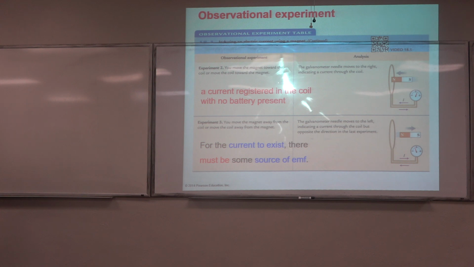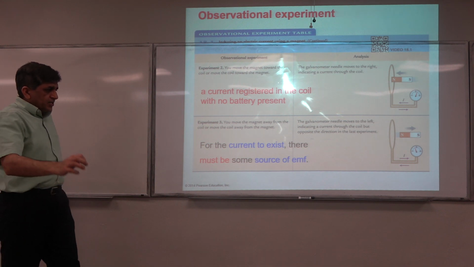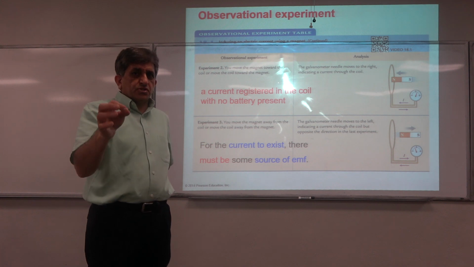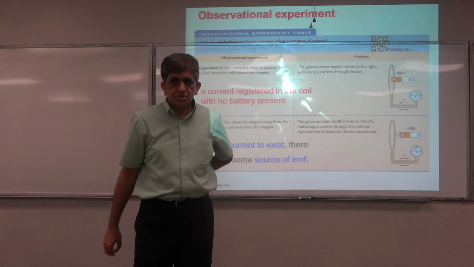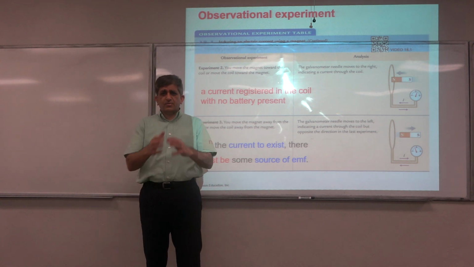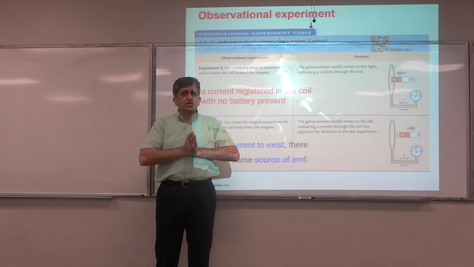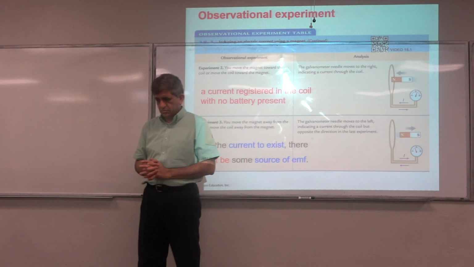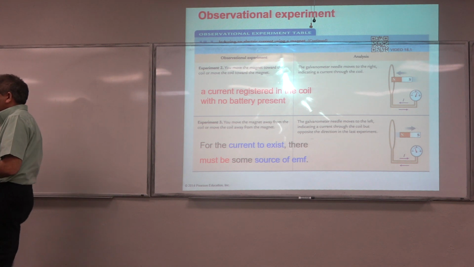Now, for current to exist in any conducting coil or in any conducting wire, there has to be a power source, which we give the fancy name electromotive force, or source of EMF. There has to be a source of EMF.